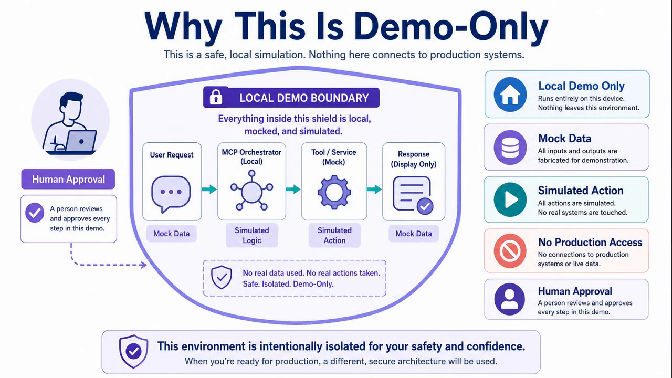With how the pieces connect in mind, the next piece is why this is demo only. Tool using agents can become powerful very quickly. That is why this tutorial uses only mock data and simulated actions. The customer records are fictional. The follow-up task is stored only in memory. Nothing is sent to a live CRM, ticketing system, email inbox, or database. Production use needs authentication, permissions, audit logs, rate limits, and human approval. A safe local demo is the right first step.